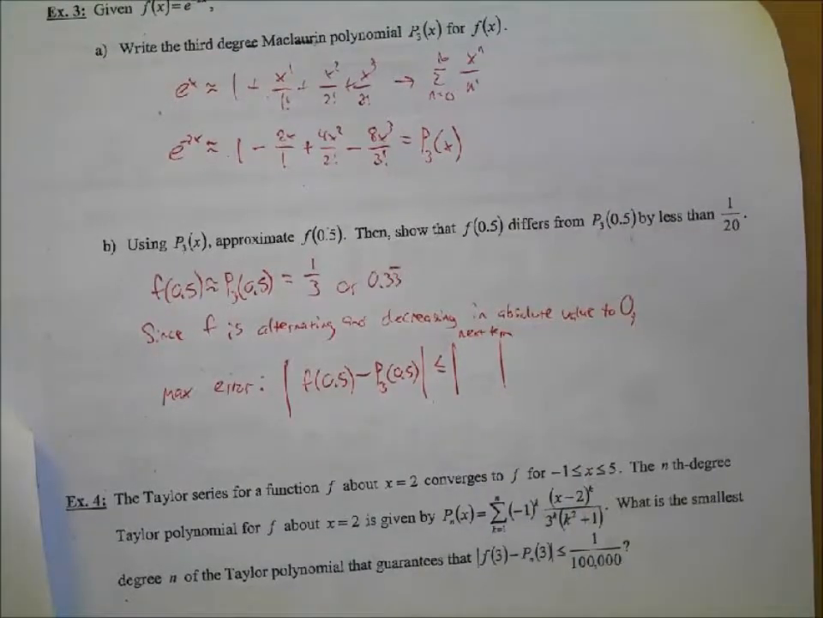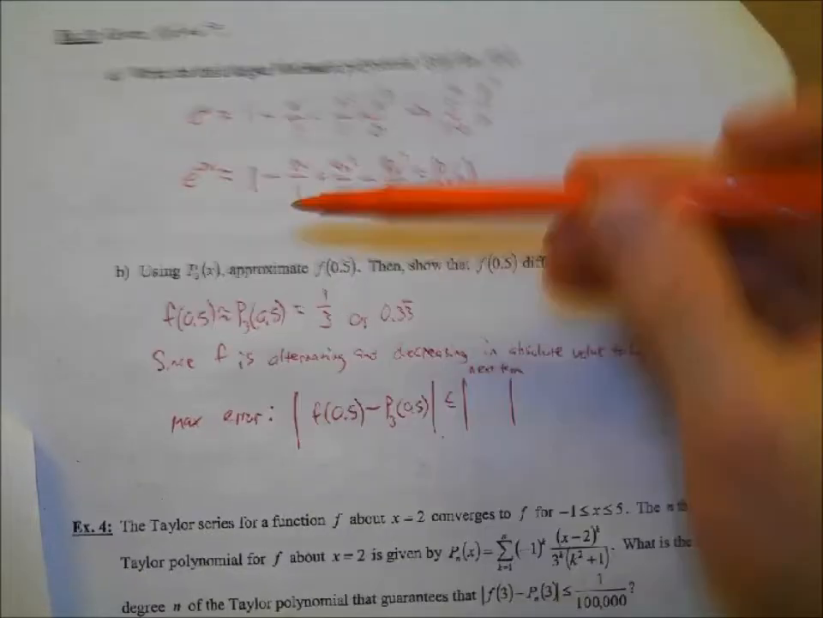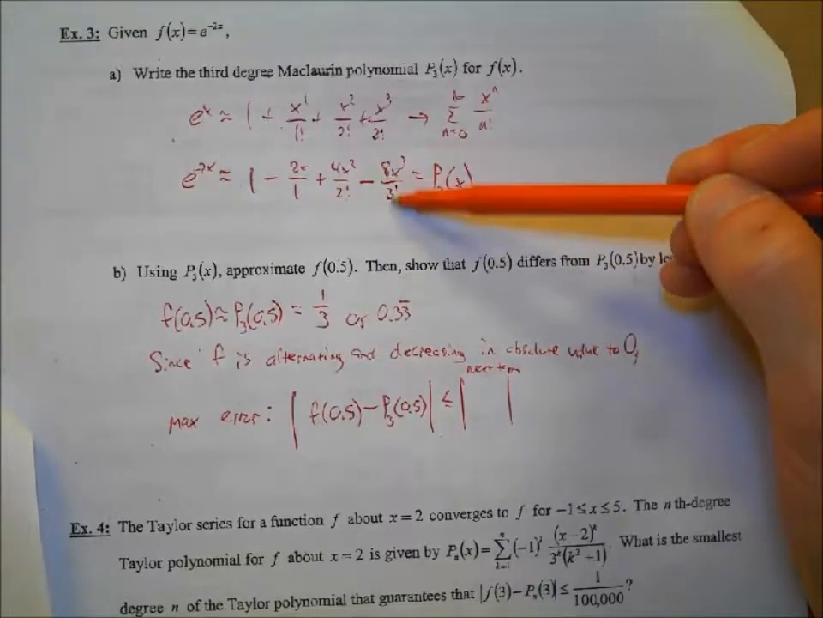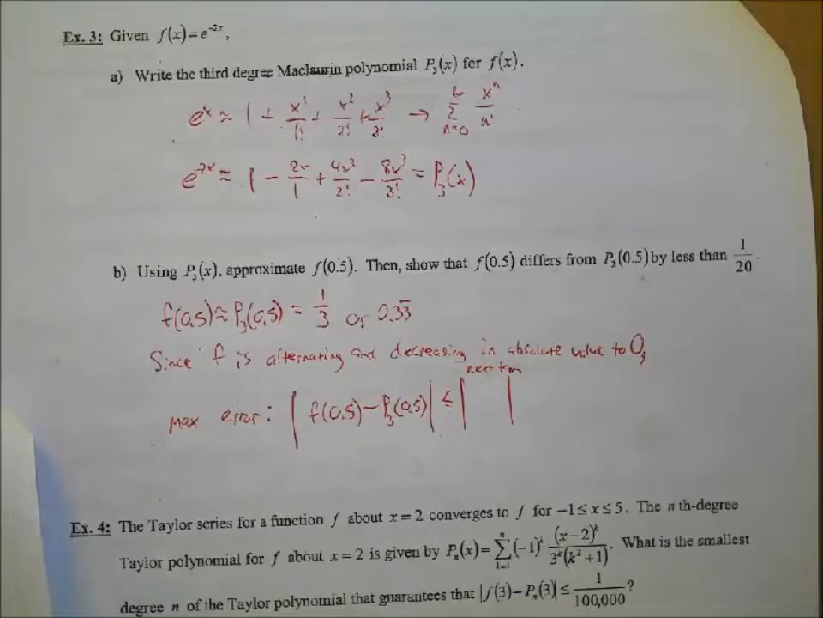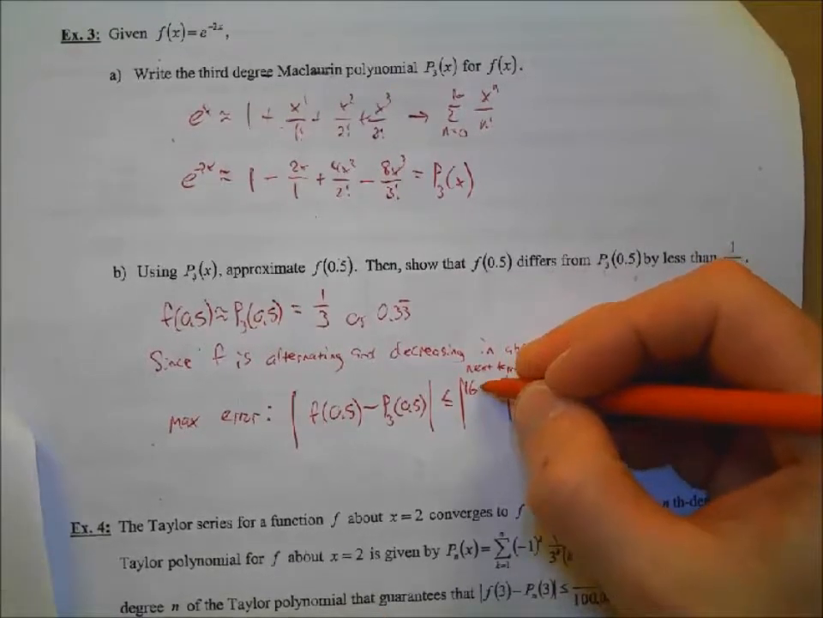Well, what would the next term in this particular Taylor polynomial be? So what's our next term going to be? It went from 1 to minus 2x over 1, plus 4x squared over 2 factorial, minus x to the third over 3 factorial. So the next one's going to be what? 16x to the 4 over 4 factorial. But instead of x, I'm going to put in 0.5.